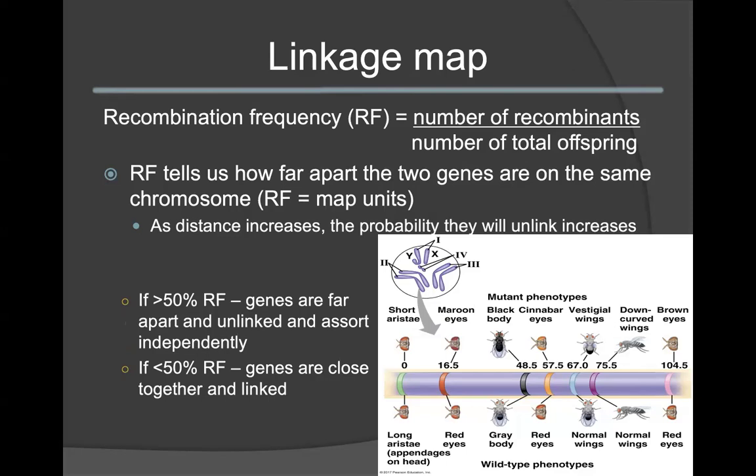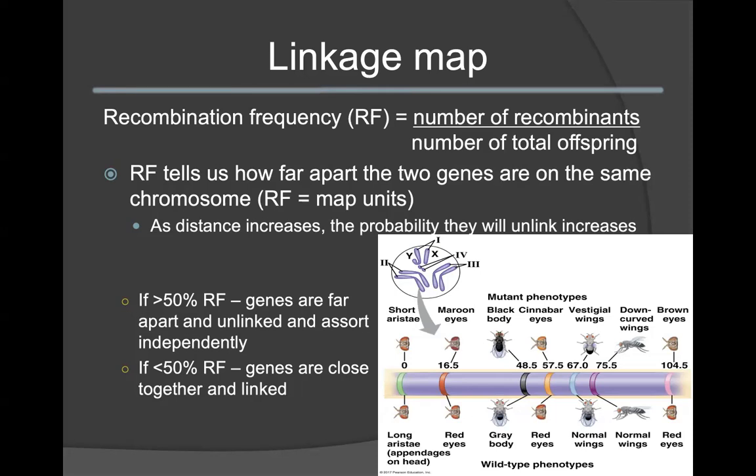By understanding how many parentals we have versus recombinants, we can determine what the recombination frequency is. This is also known as the RF value. This can be calculated by taking the number of recombinant offspring divided by the total number of offspring in the cross. The recombination frequency, or RF value, is an indication of how far apart or how close together these genes are on the same chromosome. RF actually translates into map units.